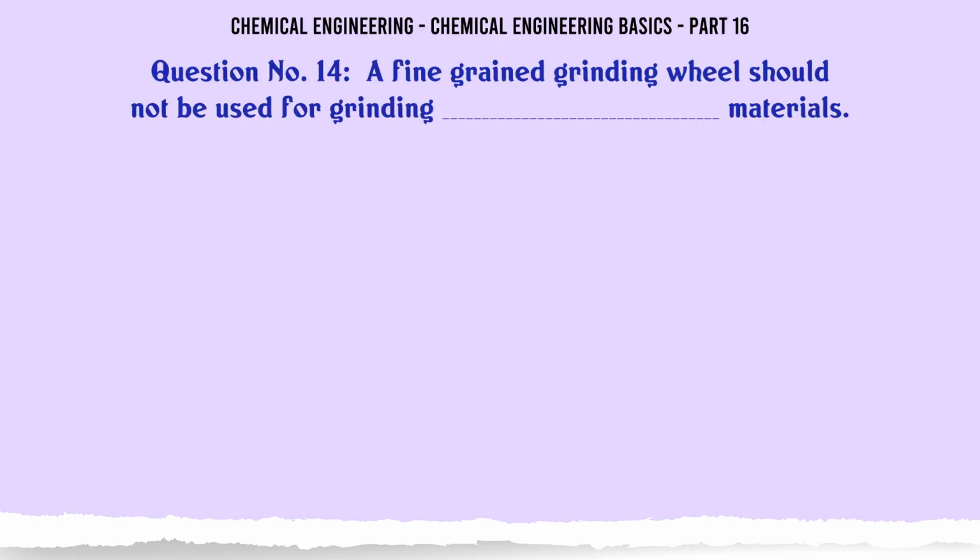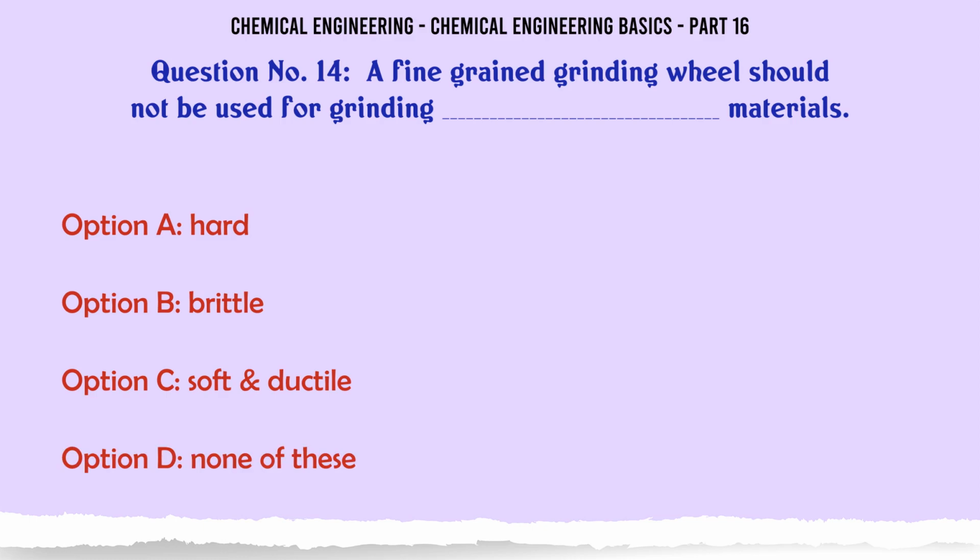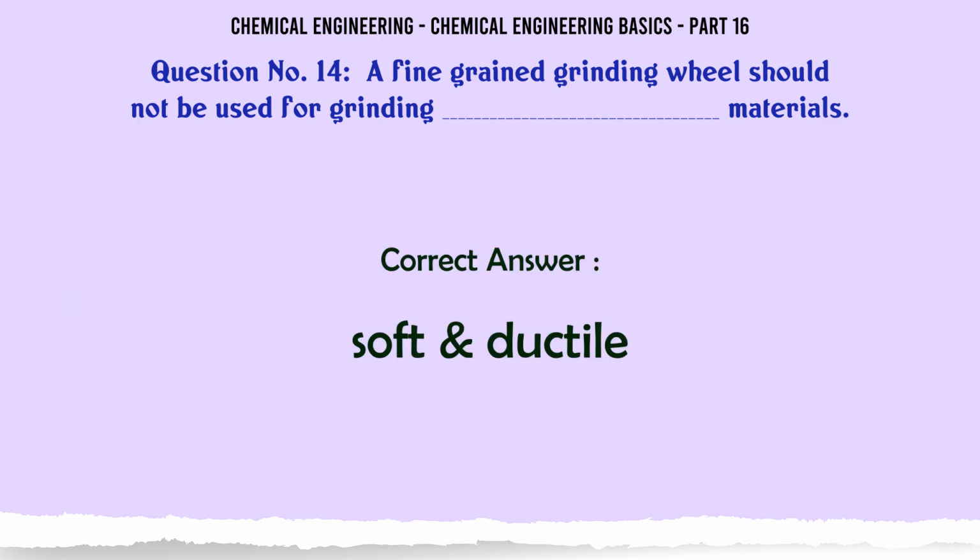A fine-grained grinding wheel should not be used for grinding materials. A. hard. B. brittle. C. soft, ductile. D. None of these. The correct answer is soft, ductile.